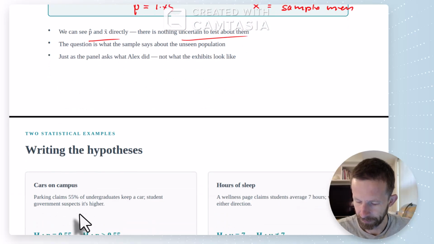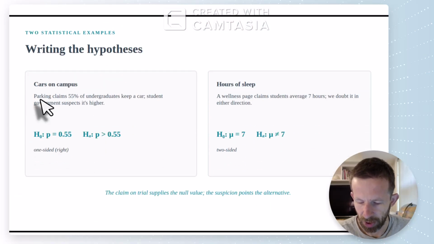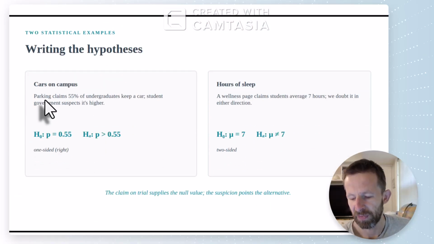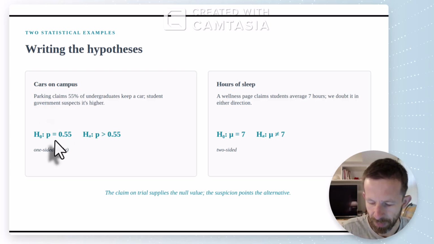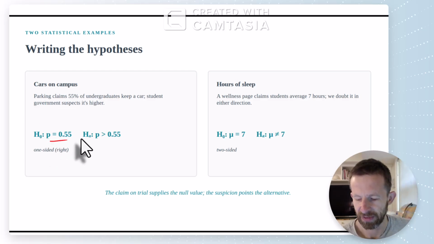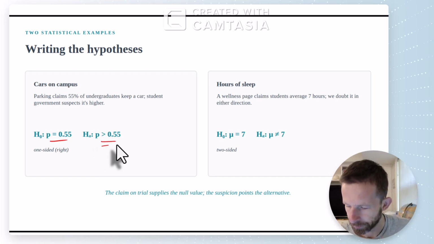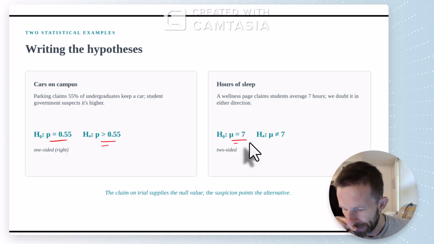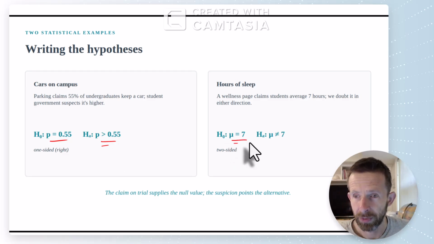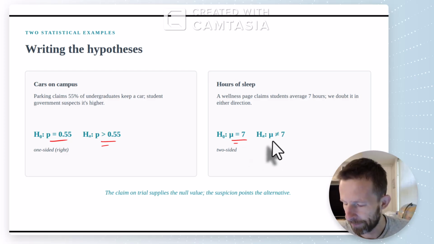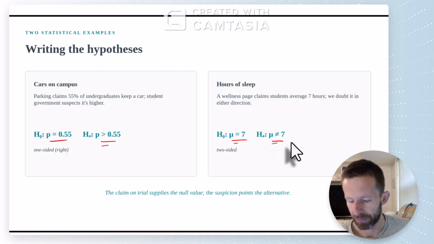That's the idea. So writing the hypotheses: cars on campus. Parking claims 55% of undergraduates keep a car on campus. Student government suspects it's higher. The null is the assumption that it's 55, but we have the suspicion that it might be higher. Hours of sleep: a wellness page claims students average 7 hours of sleep. We don't think that's true, which means it could be more, it could be less. We would present that as not equal to.